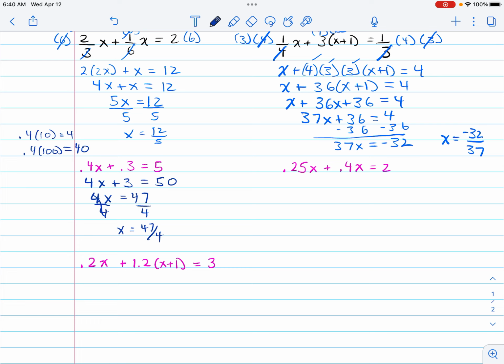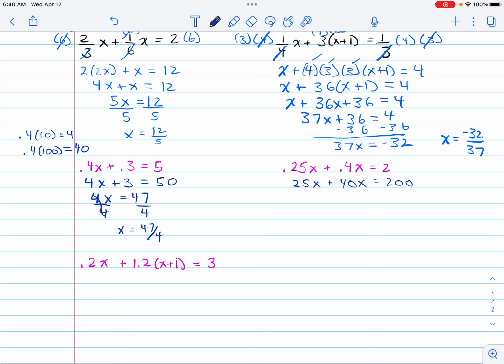I need to get rid of all my decimals. So what I'm going to do is move every decimal 2 places to the right, because if I just move 1 place to the right, I'm going to have a 0.25 right here. But I don't, so I'd still have a decimal. So I'm going to move everything 2 places to the right. So this is going to be 25x plus 40x equals 200.